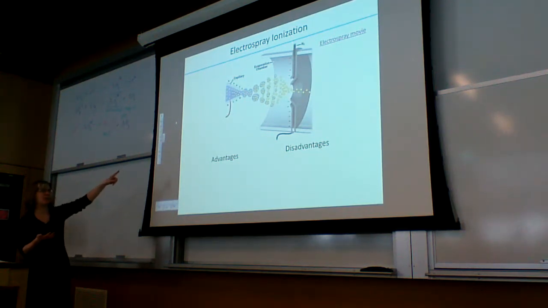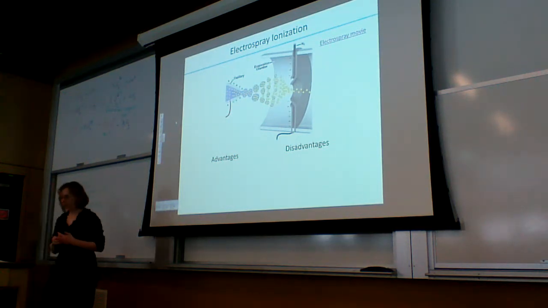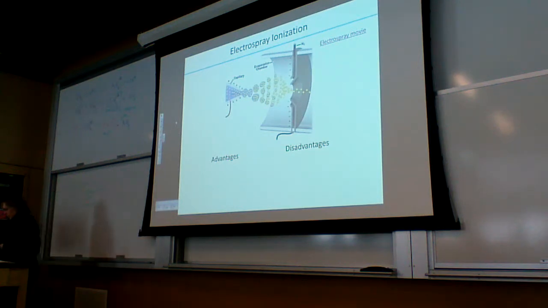This is the way that most of the liquid chromatography is done with mass spec, because you've got to get rid of that solvent that's coming off. It's also used for a lot of biomolecules. So advantages here, you don't have the matrix.